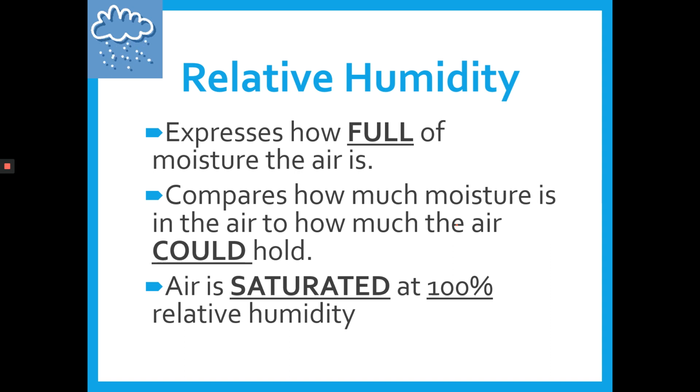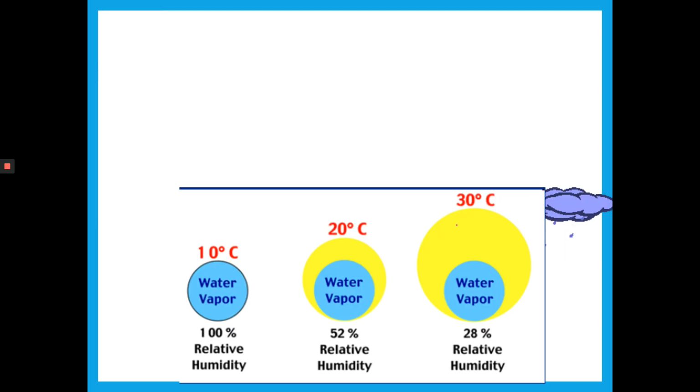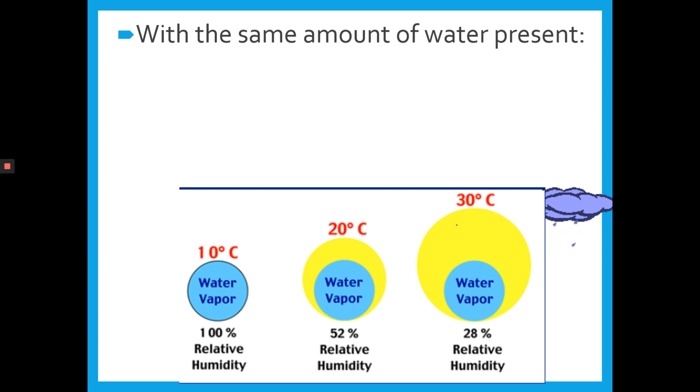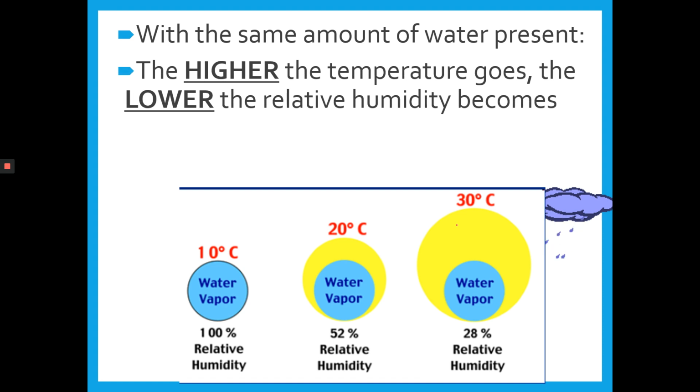This doesn't really give you a ton of information, because remember, cold air holds less water. So 100% relative humidity at 32 degrees is going to have a lot less moisture in the air than 100% relative humidity at 95 degrees. And this diagram shows us that. If we think about the same amount of water being present, and I am raising the temperature here, the lower the relative humidity is. So at 10 degrees Celsius, this is full. We're going to say it's 100% relative humidity. At 20 degrees Celsius, now there's more space, so it's about 52% relative humidity. And then at 30 degrees Celsius, which is about 85 degrees or so, it's 28%.